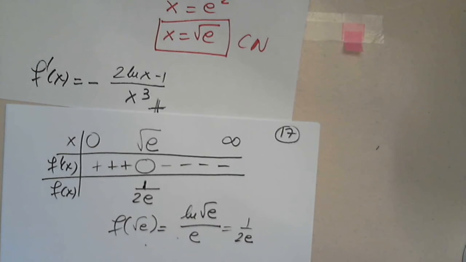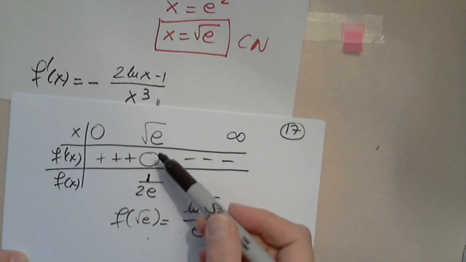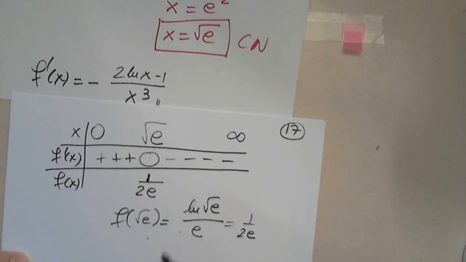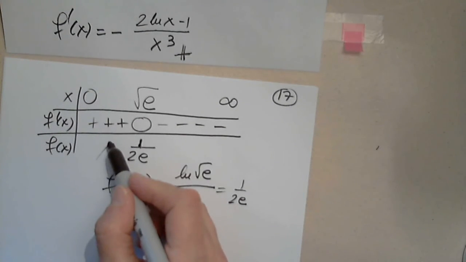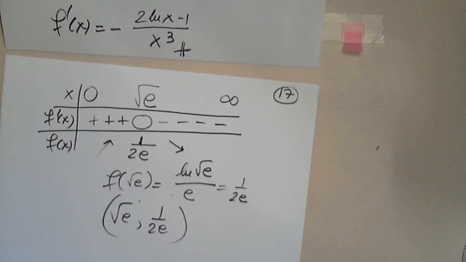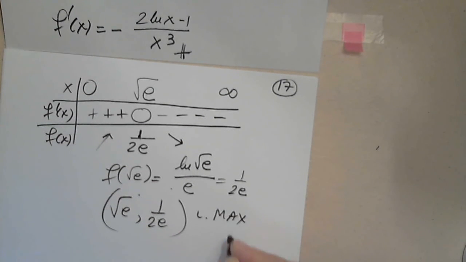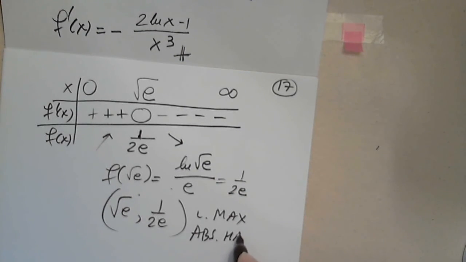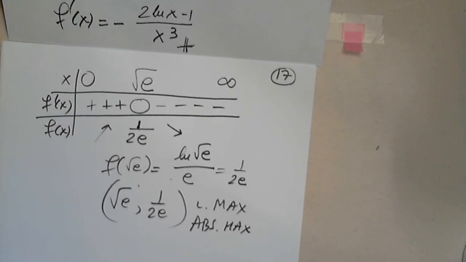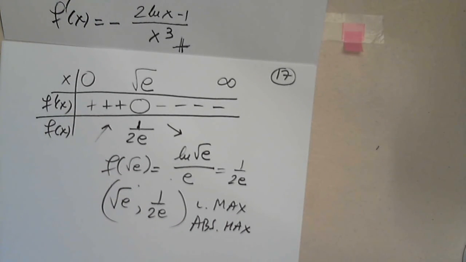So now it's absolutely guaranteed for this, the square root of e comma 1 over 2e, to be what type of number? Maximum. Yes, local max. And since it does this, it's also an absolute max. Yes, sorry, Reese, my apologies. For 1 over 2e, it's fine.